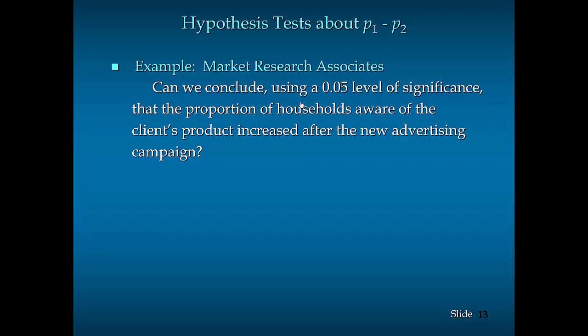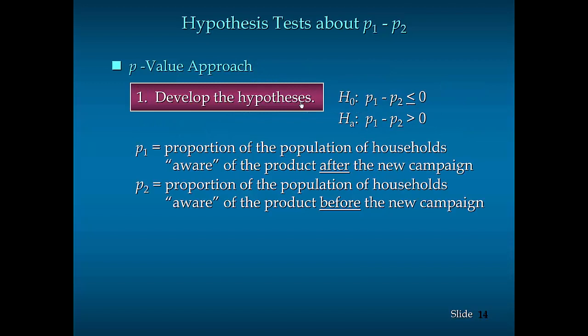Here we're asking a different question. We're asking, did the number of households aware increase? So here we're only interested in a one-tailed test. So then the question becomes, which tail are we looking at? Well, again, I like to draw pictures to do this. I'm not going to draw it right now, but remembering that the burden of proof lies with the alternative hypothesis.